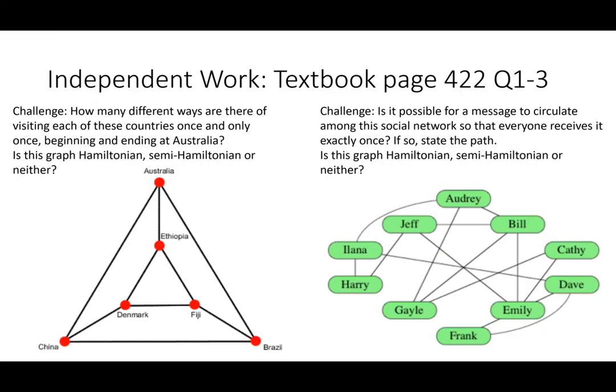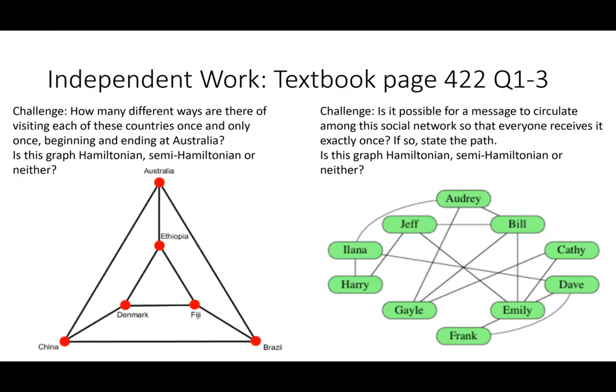Because really you could go Australia to Ethiopia and then go that way or go that way, which would be 2 separate paths. Or you could go straight to Brazil, which would be 3, or straight to China, which is 4. So if you went Australia, China, then more than one way you can go. Australia, China, Denmark, Erie, Ethiopia, Fiji. So there's more than 4. There's 5. There's 6.